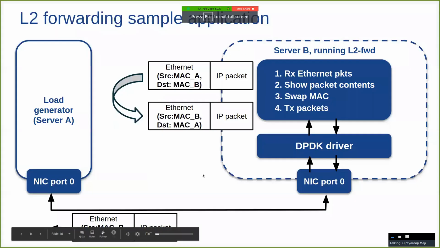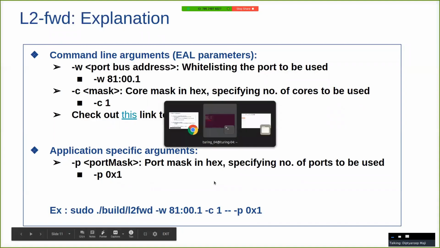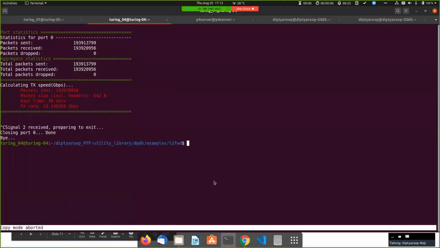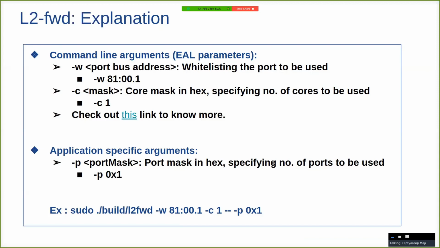Now let me explain a little bit about what was going on there. As you may have noticed, there are certain command line arguments while I ran the L2 forwarding application. So these are the command line arguments. I'll explain them one by one. So -w is whitelisting the port to be used by this application. By port, I mean the interface of the NIC, and this interface is bound to DPDK.